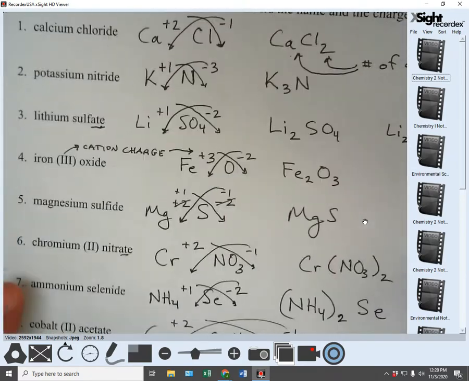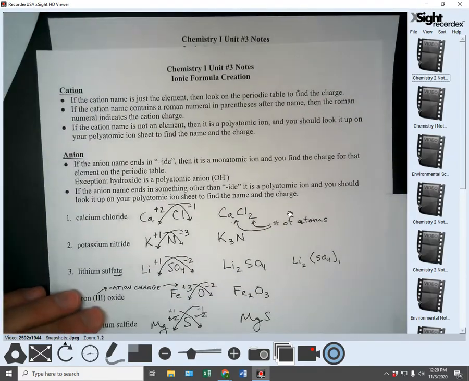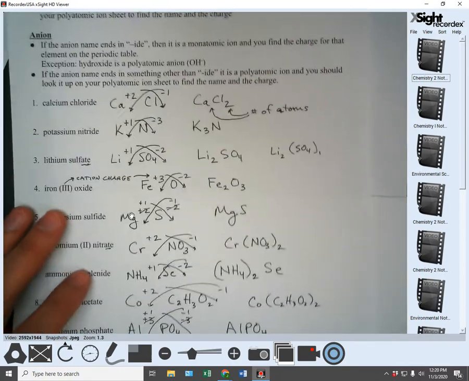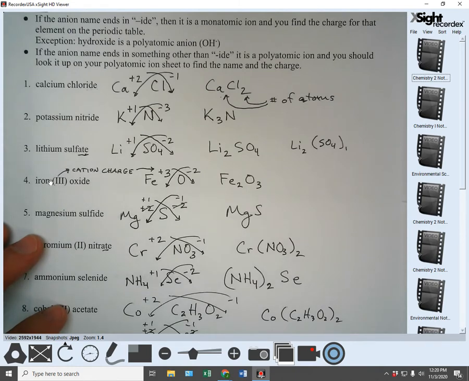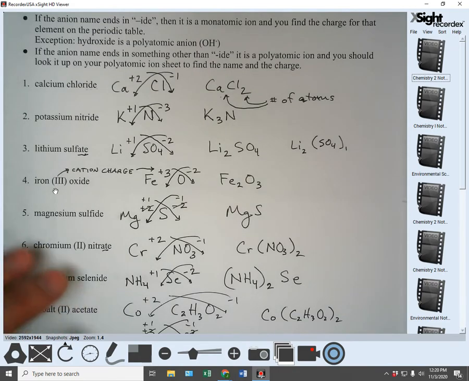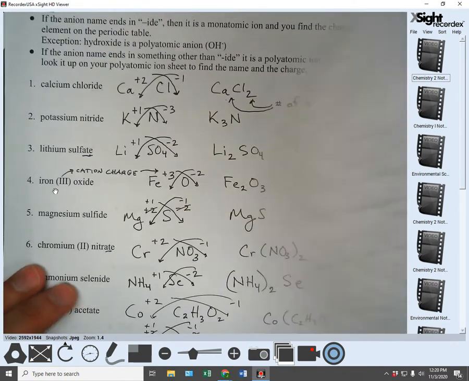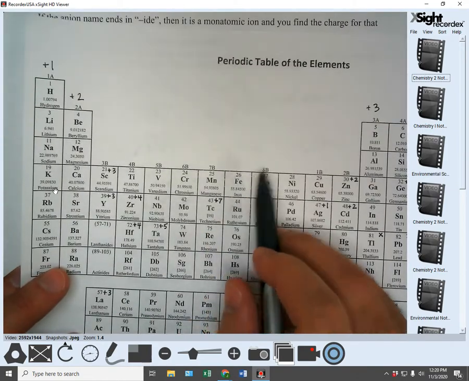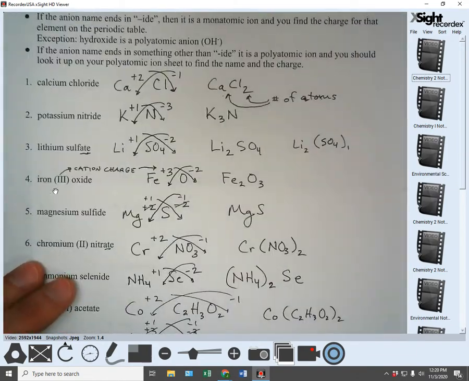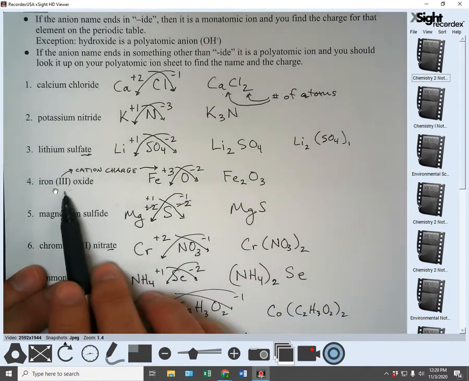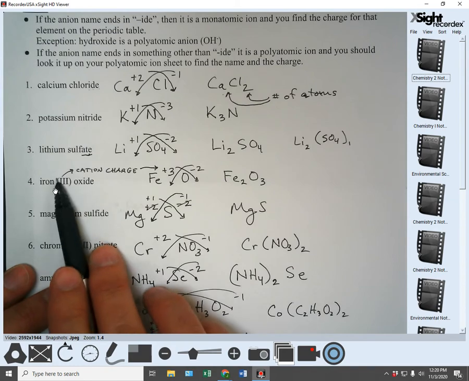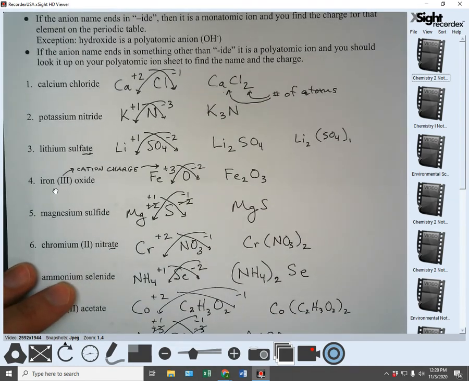Okay, so this is from the notes from the other day. If we had a name where the cation, like here number 4, iron 3 oxide, if we looked up iron on our periodic table, Fe, we don't know what the charge is, right? So in order to make the formula, we need to know that positive charge. So in the name, they had to give us a Roman numeral to tell us what the positive charge is.